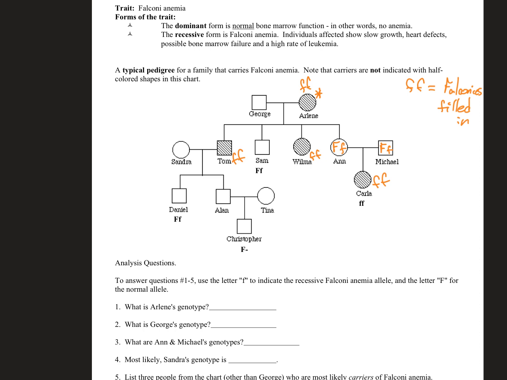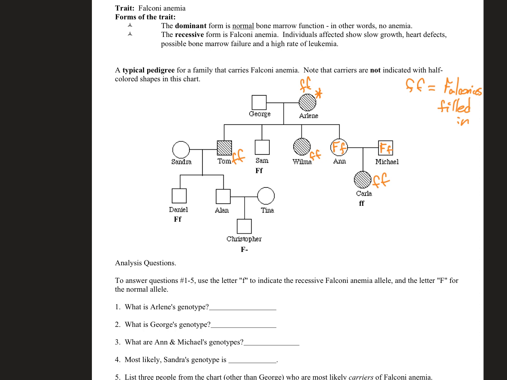If you were going to draw it the way you should draw it, then what you would expect to see is this square would be half filled, right? And this circle would be half filled, and they would be married. That's what it should be. But they're not doing that because this is a test problem. This is a problem they want you to solve.